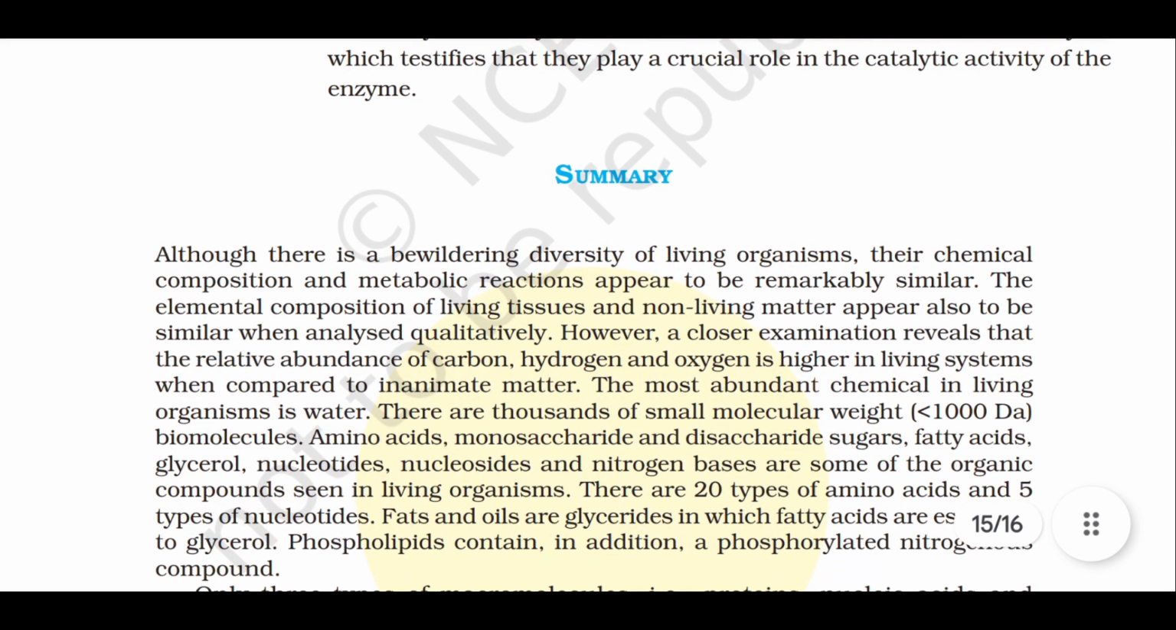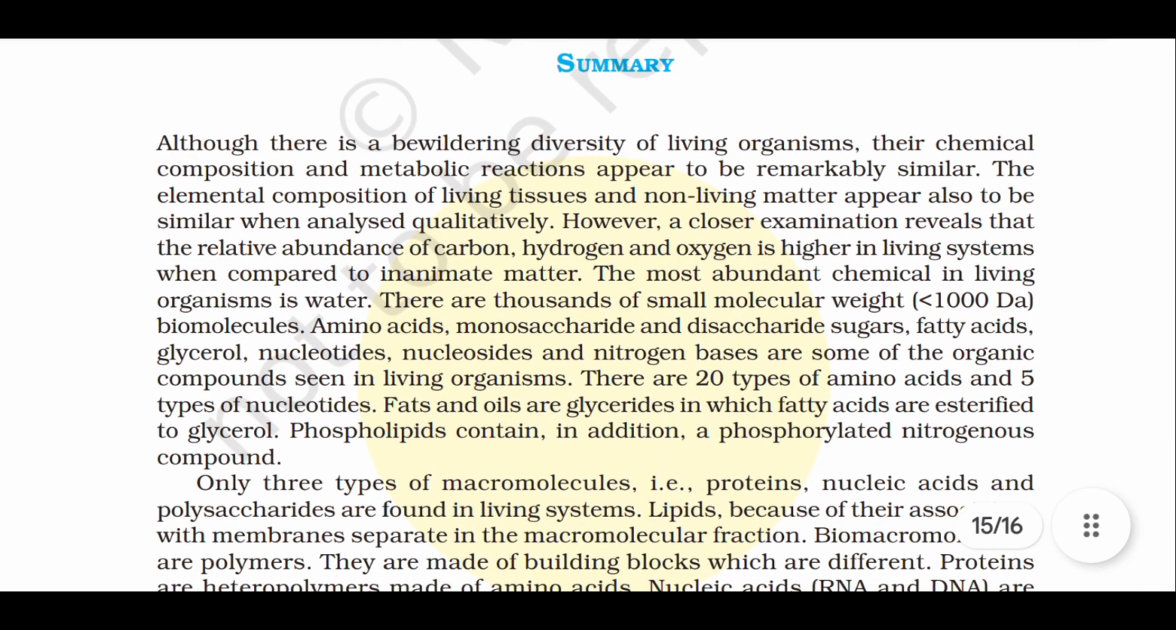Summary. Although there is a bewildering diversity of living organisms, their chemical composition and metabolic reactions appear to be remarkably similar. The elemental composition of the living tissues and non-living matter appears also to be similar when analyzed qualitatively. However, a closer examination reveals that the relative abundance of carbon, hydrogen, and oxygen is higher in living systems when compared to inanimate matter. The most abundant chemical in living organisms is water.